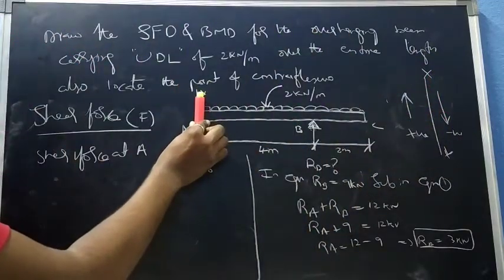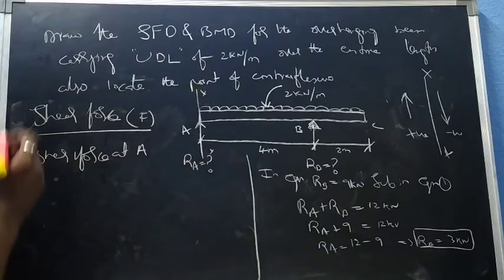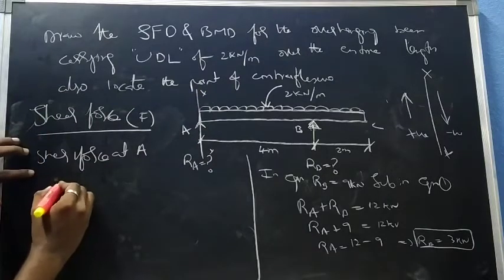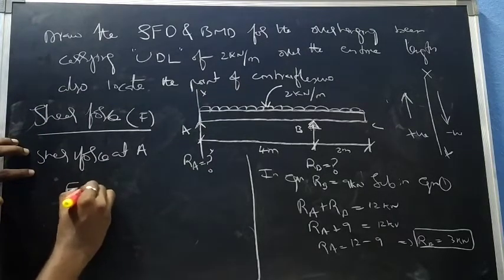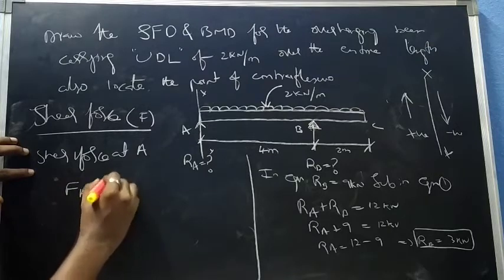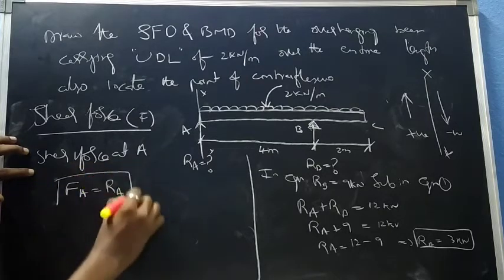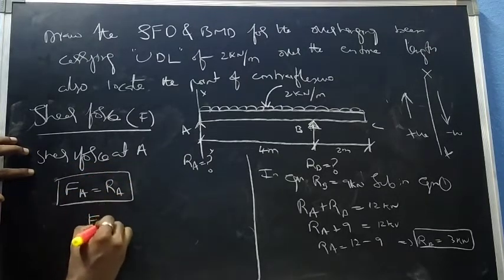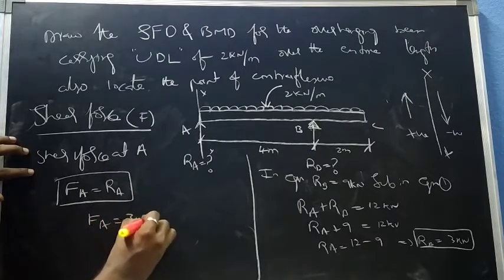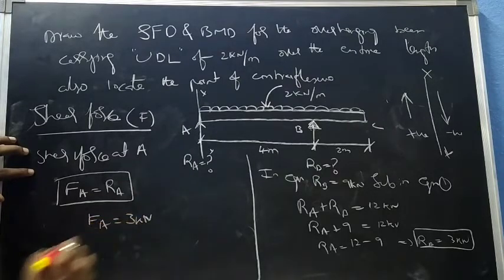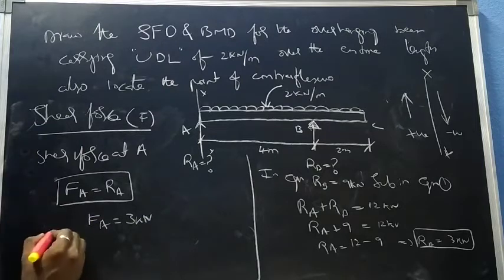So this is the section now, that is at A. The shear force at A will be equals to RA, and that is FA equals to 3 kilonewton. Fine.